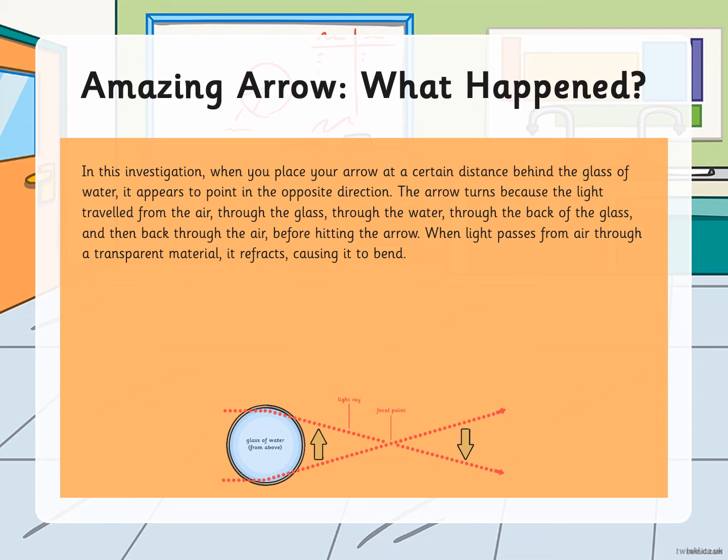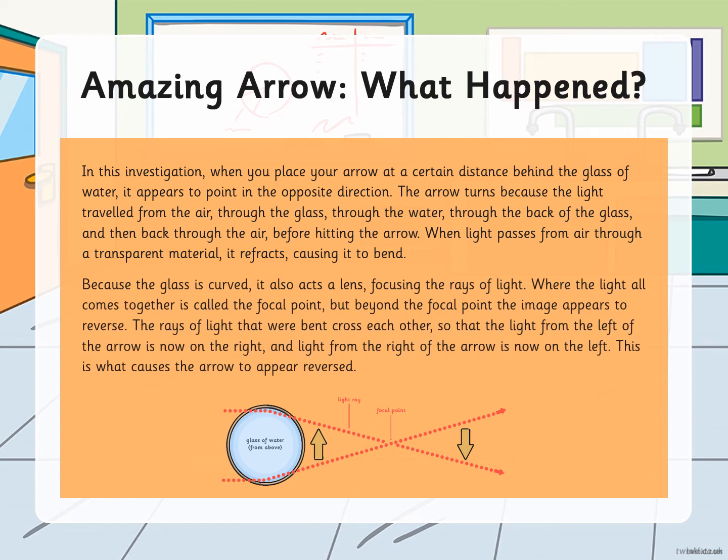Okay, very simply. So because the glass is curved, that acts as a lens. Think about if you wear glasses, you have lenses in your glasses. So your drinking glass acts as a lens, focusing the rays of light. Okay, and where light comes together, that's called the focal point, which you can see labelled on the diagram below. But beyond the focal point, the image appears to reverse, okay, because of that refraction of light. Don't worry if they find this complicated. As long as you understand that refraction is the bending of light, you don't need to worry about the arrow.